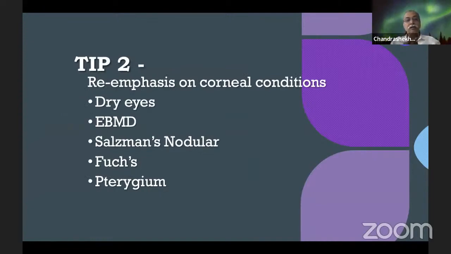Now, these are the conditions which can create havoc while doing toric IOL calculations. They can be spoil sports. One is dry eyes, already explained by Dr. Lal sir. Then epithelial basement membrane dystrophy, Salzmann nodular degeneration, Fuchs dystrophy, and pterygium. And these need to be addressed, or you may have to totally skip doing toric IOL.